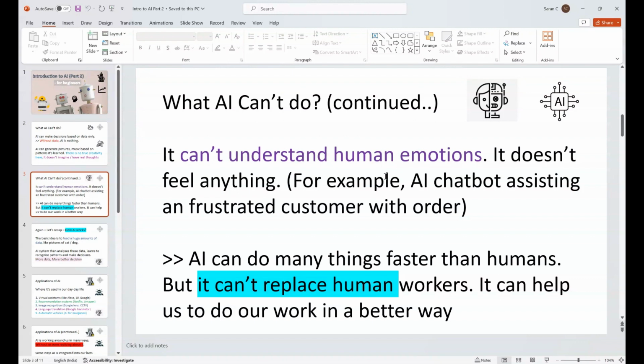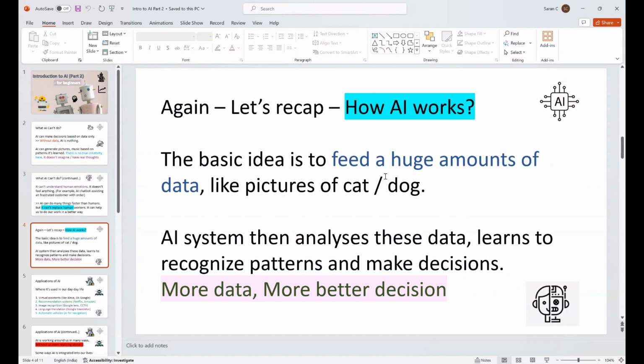So, how does AI work? The basic idea is to feed a huge amount of data, like pictures of cats or dogs. The AI system will analyze the data you have provided, learn to recognize the patterns, and make decisions. The more data you provide, the more accurate the result will be.